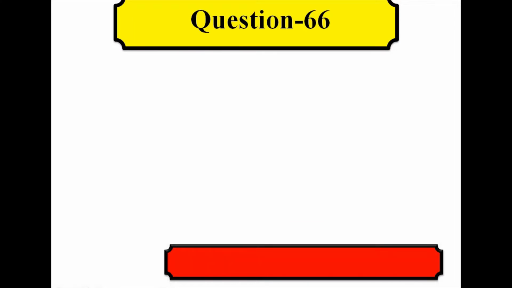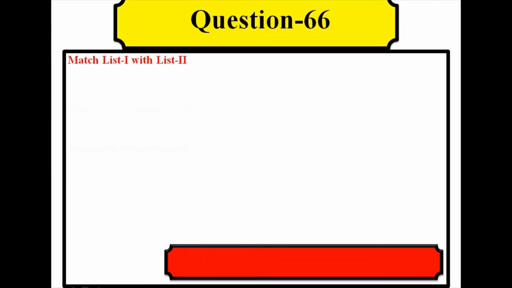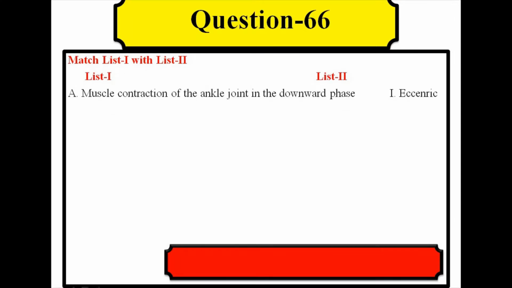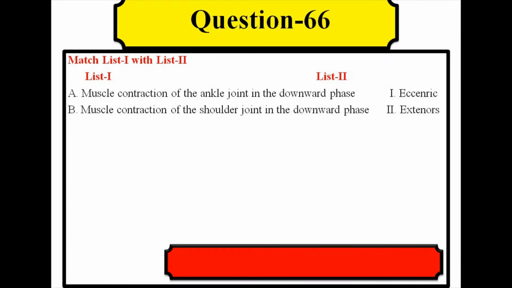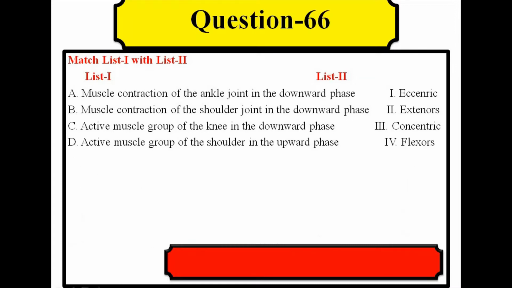Question 66. Match List 1 with List 2. A. Muscle contraction of the ankle joint in the downward phase - 1. Eccentric. B. Muscle contraction of the shoulder joint in the downward phase - 2. Extensors. C. Active muscle group of the knee in the downward phase - 3. Concentric. D. Active muscle group of the shoulder in the upward phase - 4. Flexors. Choose the correct answer from the options given below.